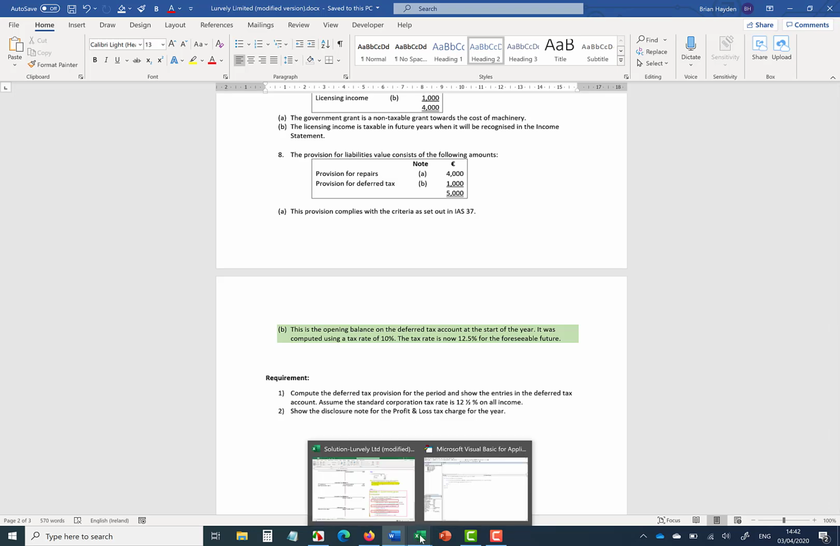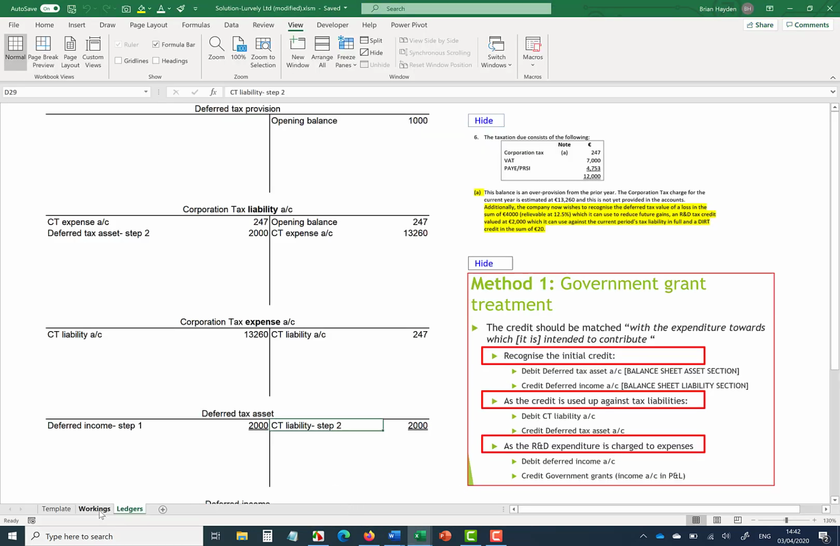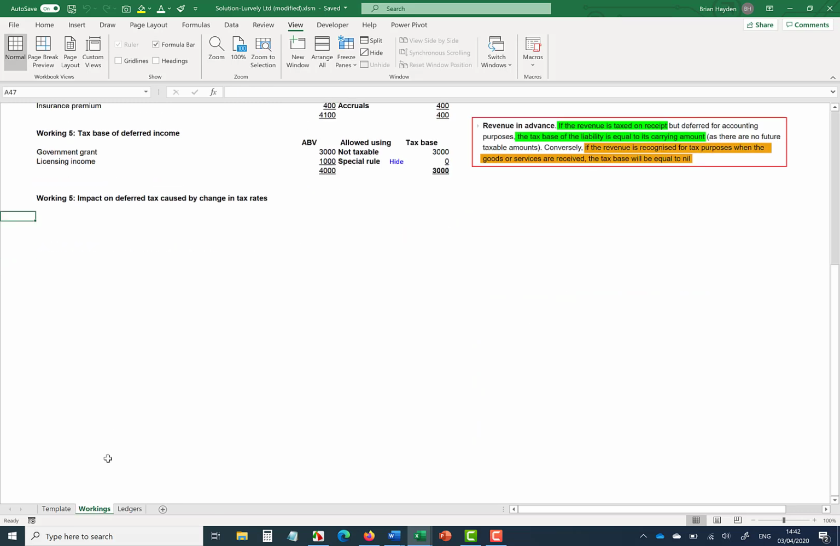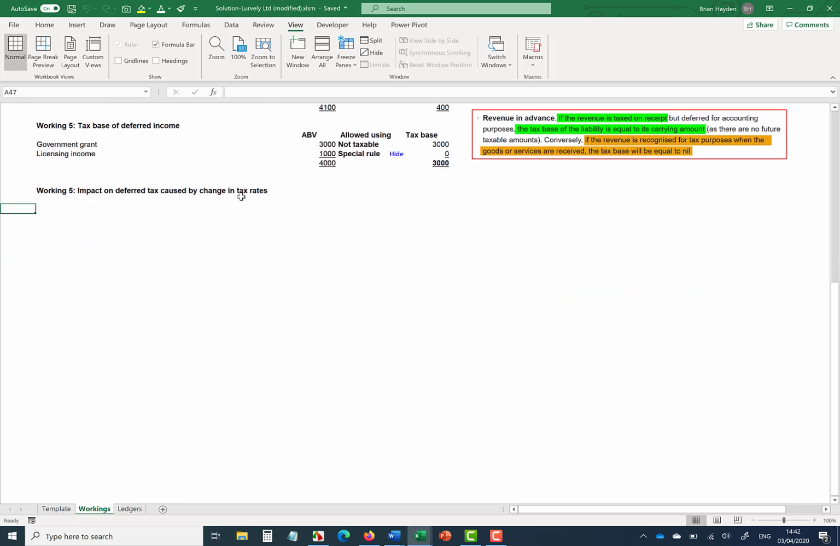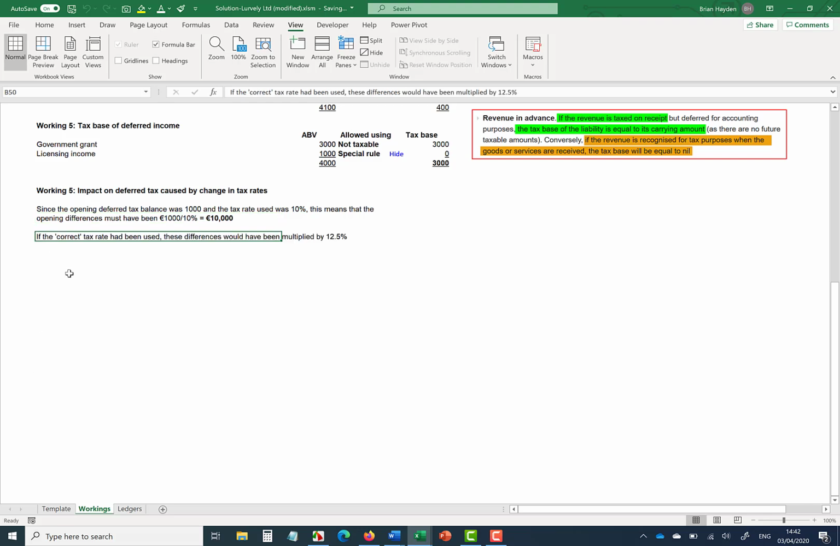So I'm just going to show the calculation for this. I'm going back to my working sheet. Okay, so the impact on deferred tax caused by change in tax rates. Since the balance was 1,000 at 10%, we must have had differences worth €10,000. 10,000 at 10% gives you 1,000 of a balance. Now, if we had used 12.5%, you'd have had 10,000 by 12.5% to give you 1,250. So the impact of the change in tax rates is an extra €250.